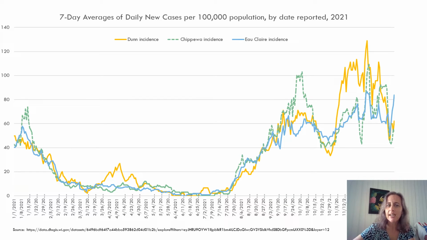So that previous slide, if I had published that in a scientific publication or a news article, that would be misleading, right? You want to adjust for the population.